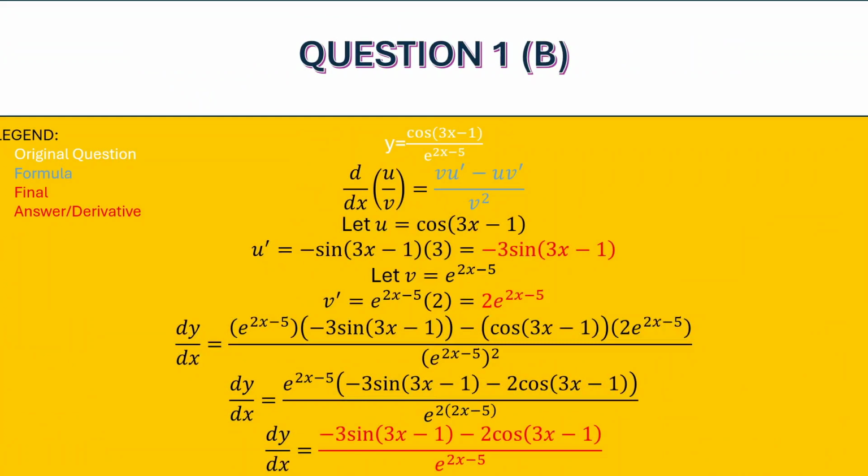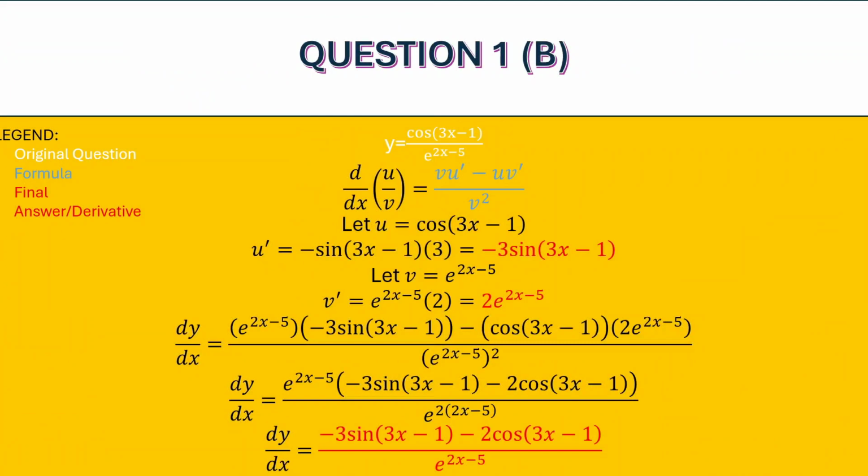For v, it will become v prime, and v prime equals 2e^(2x-5). After that, we substitute everything into the quotient rule formula. After simplifying and factoring out the e^(2x-5), one exponential cancels with the denominator.